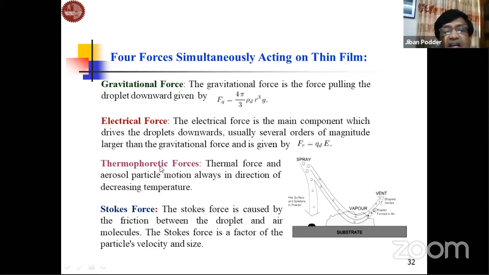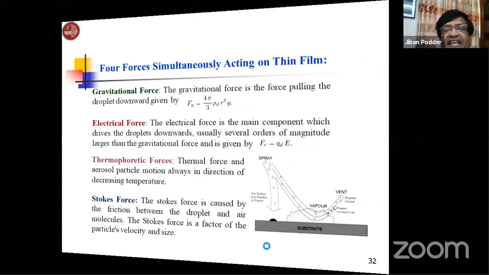So this is the thermophoretic force, and again the Stokes force, that is the friction between the air molecules and the droplet. The Stokes force is a factor for the particle's velocity and size. So these four forces are involved in the formation of the thin films over the substrate at a hot plate.